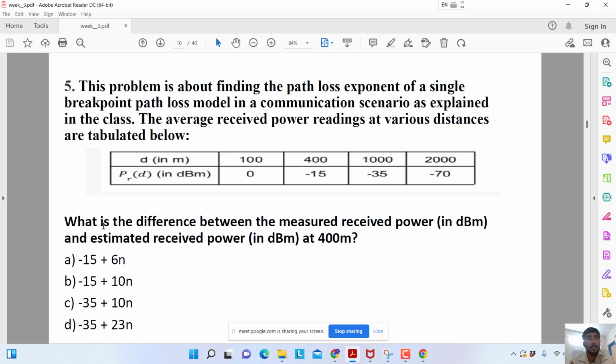Okay, so what we have to calculate? What is the difference between the measured received power in dBm and the estimated received power? So we have to find the difference between the measured received power that is given and the estimated received power at 400 meter. Okay, the question is clear.